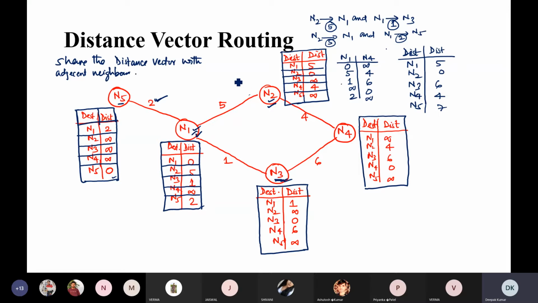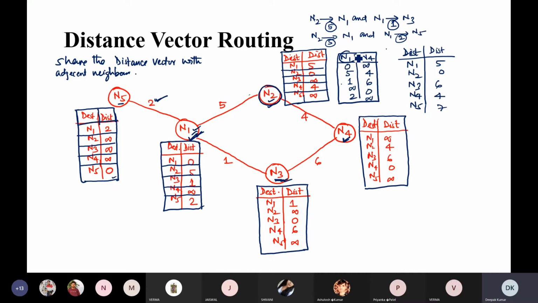Suppose here at N2, which are the adjacent neighbors? Adjacent neighbors are N1 and N4. N1 and N4 are directly connected with N2. So this N2 will receive two distance vectors, one from N1 and one from N4. This is the received vector from N1 and N4.